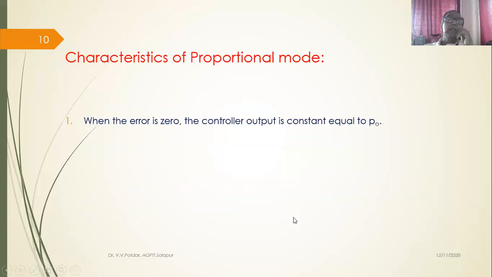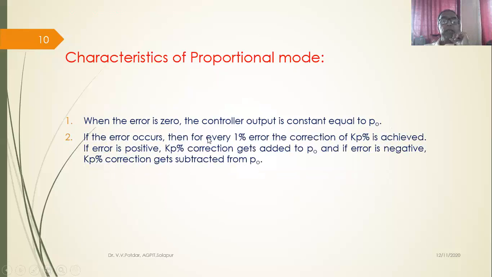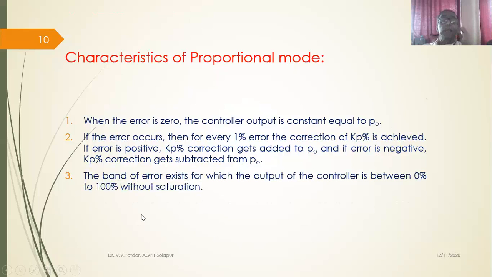Now the characteristics we should know. When the error is 0, the controller output is constant, equal to P0. If the error occurs, then for every 1% error, a correction of Kp percentage is achieved. If the error is positive, Kp percent correction gets added to P0. If error is negative, Kp percent correction gets subtracted from P0. This will be very clear from the equation. The band of error exists for which output of the controller is between 0 to 100% without saturation.